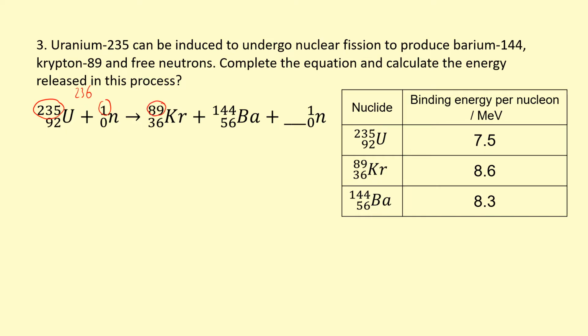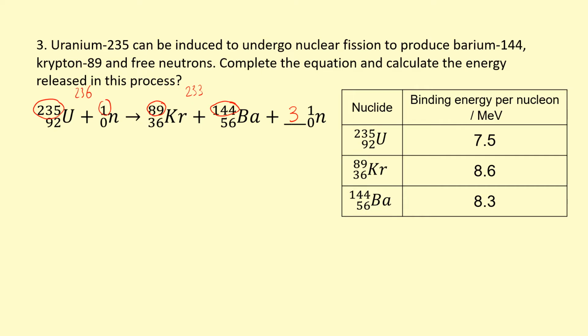So 89 plus 144, that's 233. So we need 3 more, a mass number of 3 more. So that's going to come from the neutrons here. So we need at least 3 neutrons. Okay, we've been given the binding energy per nucleon of the different nuclei involved in this.